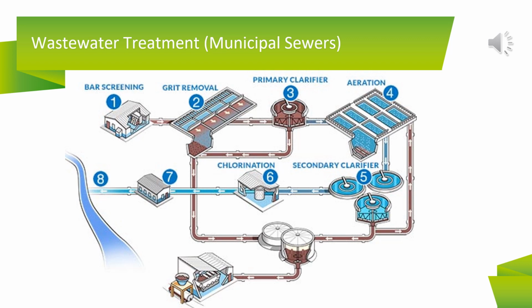Remember, stages 1, 2, and 3 are physical processes, and these are your primary wastewater treatment steps. Any of the grit and material that settles out in stages 2 and 3 is sent to what's called the sludge tank. And the sludge tank is used for multiple practices later on in the process.